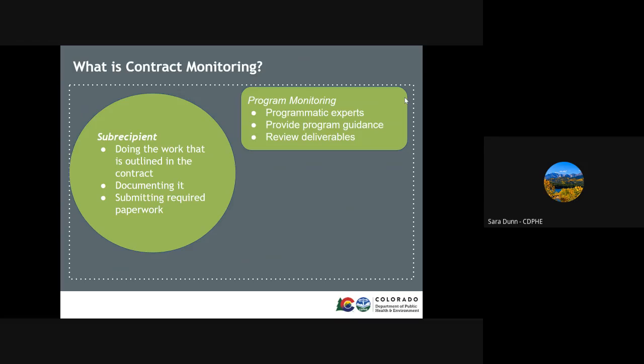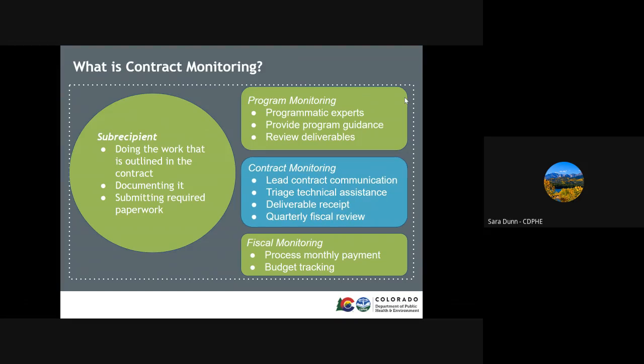Then, the program monitors assist with any programmatic expertise to ensure that the subrecipient can accomplish the items in the contract. Fiscal monitors then track monthly payments and the budget that supports the activities in the contract. Finally, contract monitoring helps triage technical assistance, provides constant communication, deliverable receipts, and progress report reviews.